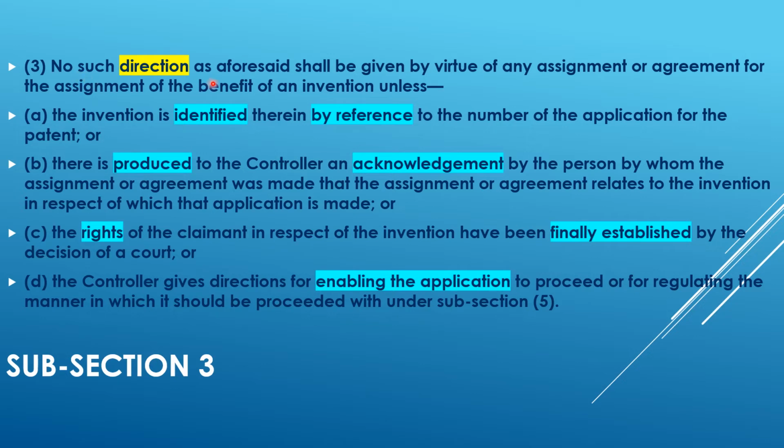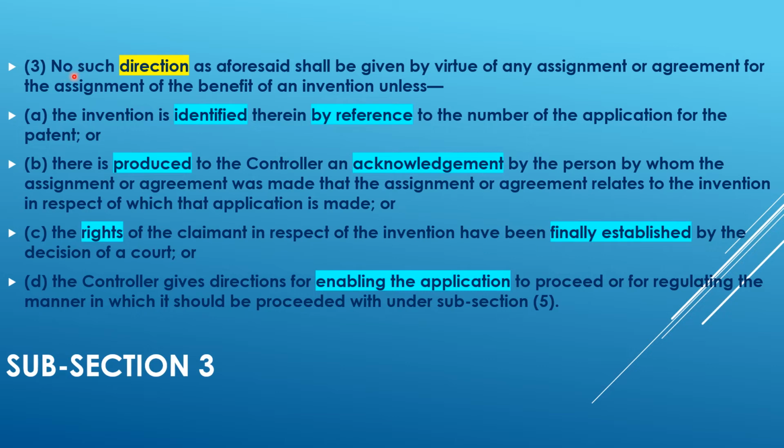Fine. No such direction as aforesaid shall be given by virtue of any assignment or agreement for the assignment of the benefit of an invention unless the invention is identified therein by reference to the number of the application for the patent. Okay, so you can also read clause B along with this statement, and you can read clause C likewise, and clause D also likewise. I'm just reading clause D. You can read each and every clause along with this statement.